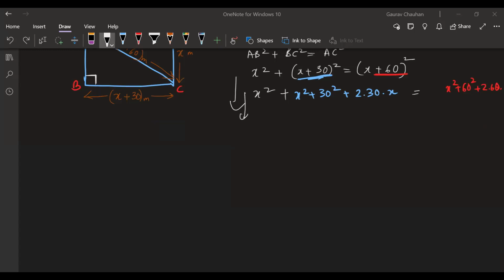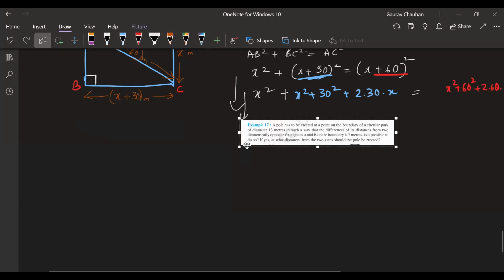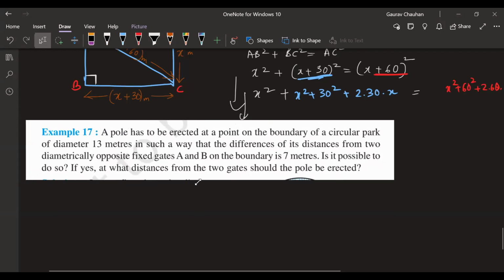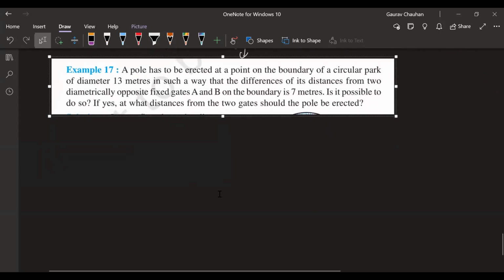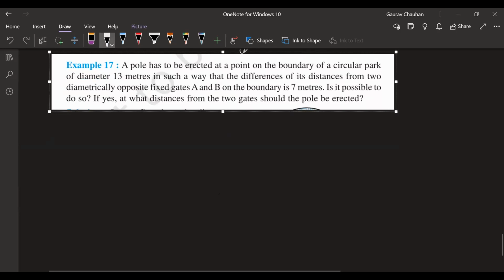Example 17. A pole has to be erected at a point on the boundary of a circular park of diameter 13 meters in such a way that the differences of its distances from two diametrically opposite fixed gates on the boundary is 7 meters. Is it possible to do so? If yes, at what distances from the two gates should the pole be erected?